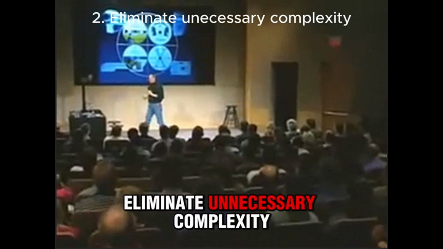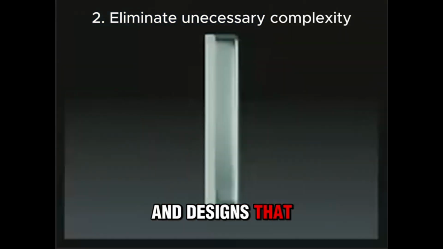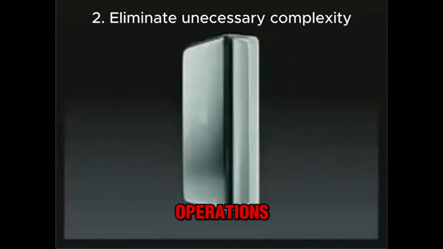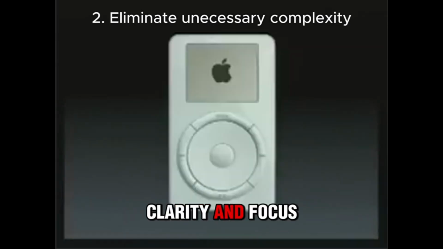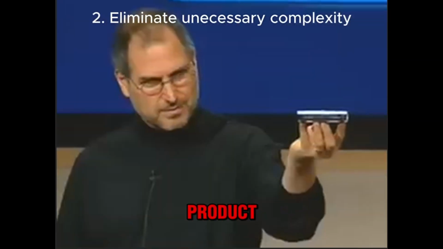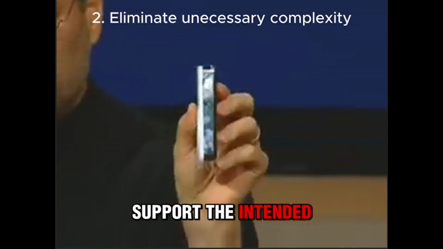2. Eliminate unnecessary complexity. Jobs removed features, interfaces and designs that weren't essential. This applied to hardware, software, packaging and internal operations. The goal was clarity and focus. Action step. Audit your process or product. Remove any steps, features or options that don't directly support the intended result.